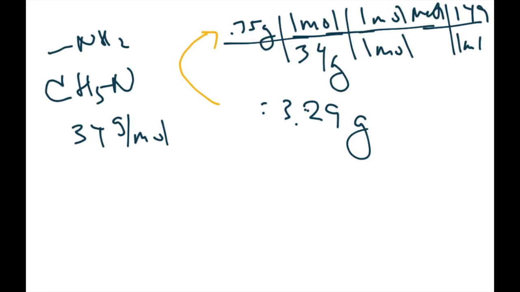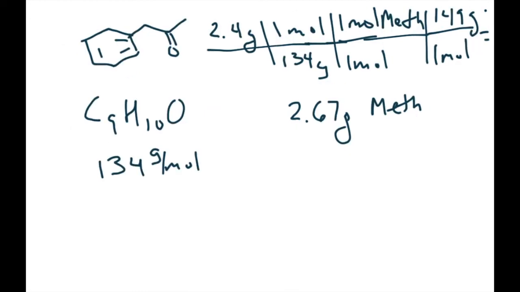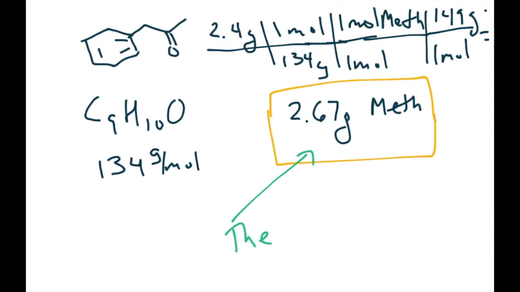methylamine, I make 3.29 grams of meth. Right? If I start with 2.4 grams of phenylacetone, I make 2.67 grams of meth. Since 2.67 is less than 3.2, the phenylacetone is my limiting reagent. And as a result, this is my theoretical yield. Right? So whatever theoretical yield is lower is your limiting reagent.